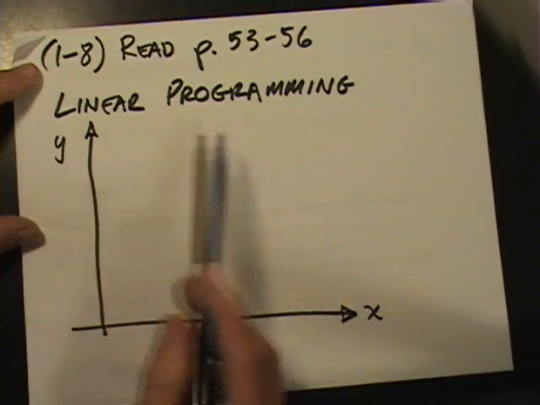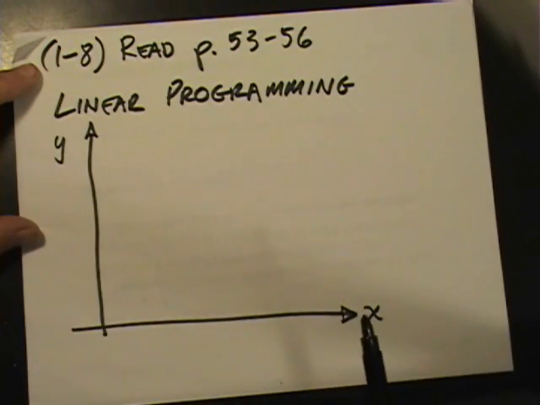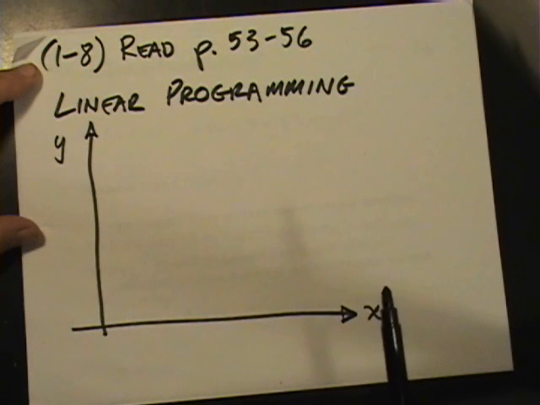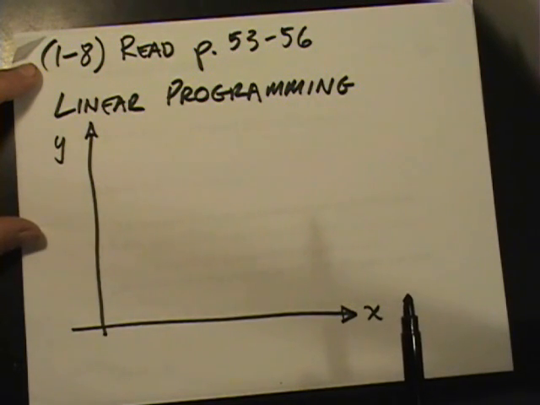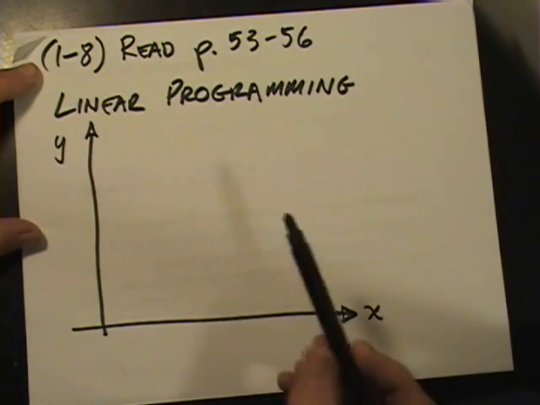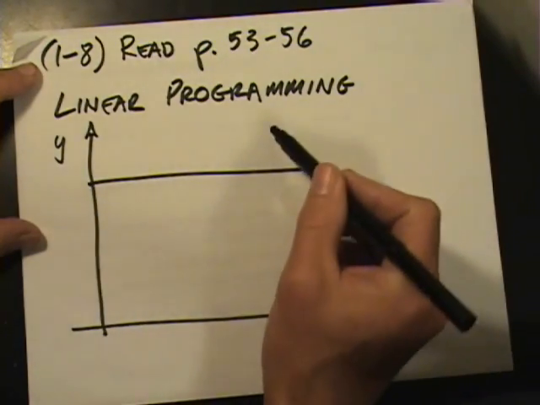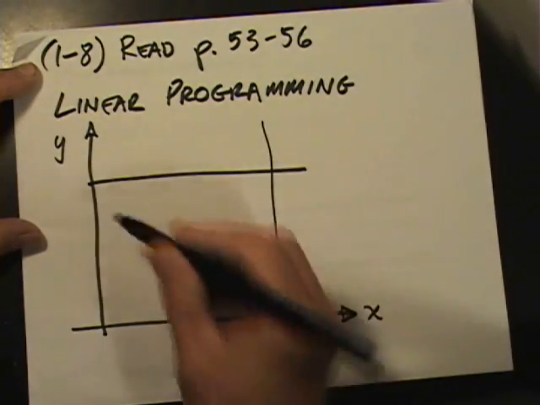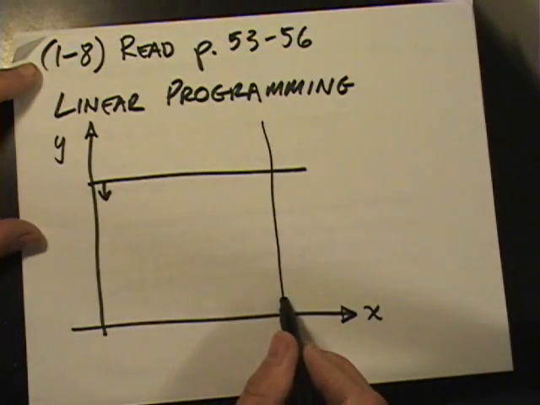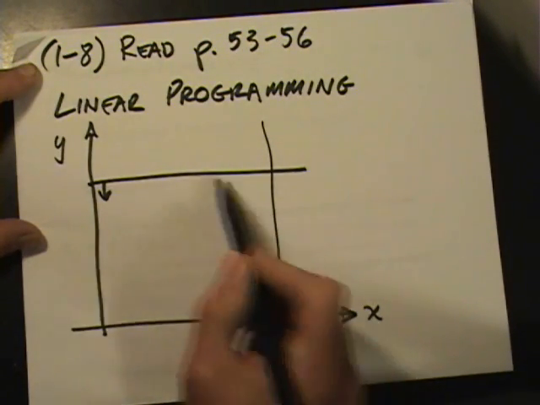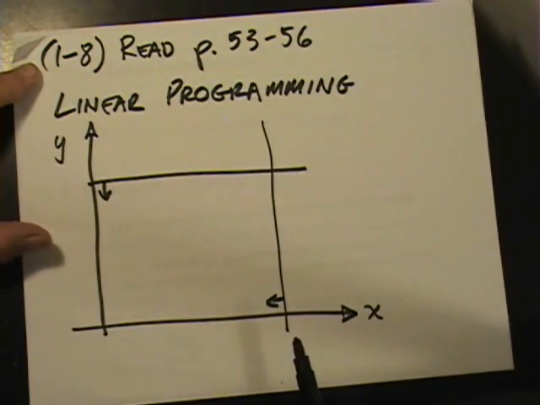But linear programming, as you will have found out, is when you have a system of linear inequalities, and they're called constraints. And we'll do a problem in just a minute that will illustrate this. But you have boundaries. You know, you've got a maximum y value, and you've got a maximum x value, and you've got to stay inside that, so that this is a region within which lies your solution.